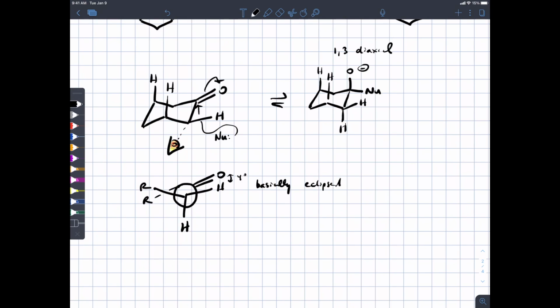It's thought that the eclipsed interaction is worth about 4 kilocalories per mole of destabilization, whereas a 1,3 diaxial interaction between, say, an OH group and these hydrogens is worth maybe 0.7 kilocalories per mole. That's what the A value is for an OH group. And so you can see when you balance these things, it's actually better to relieve the eclipsing interaction even though you introduce some 1,3 diaxial strain. Okay.